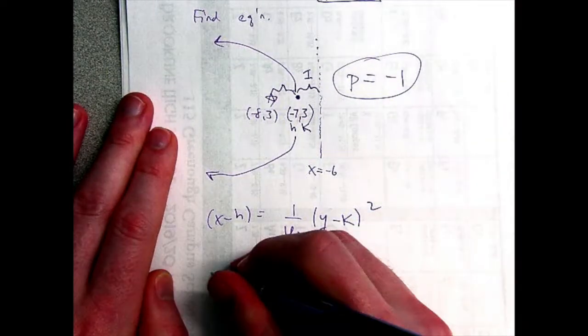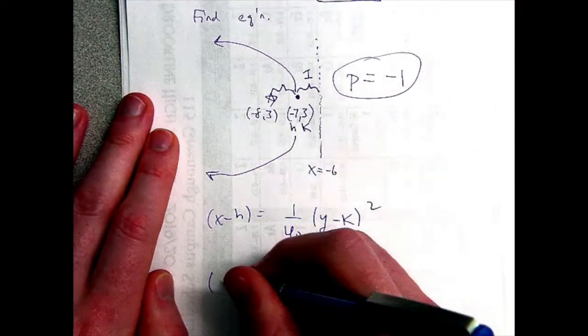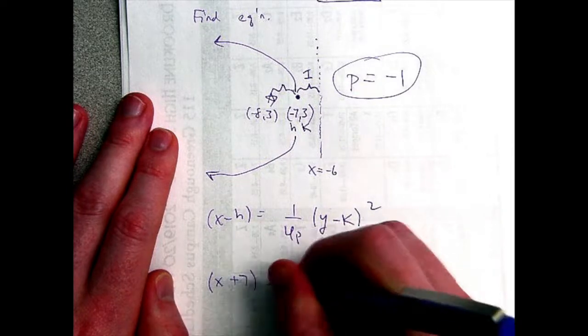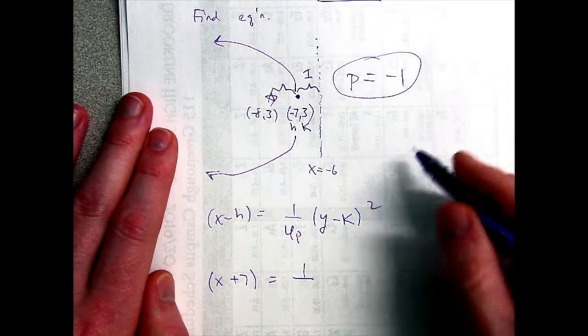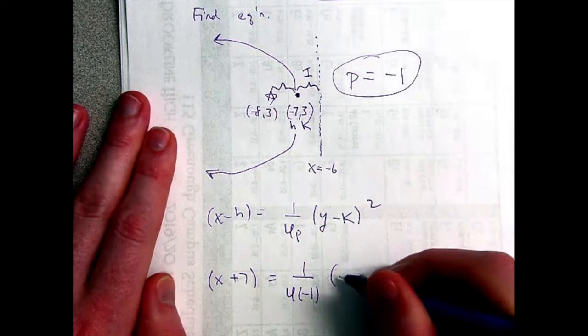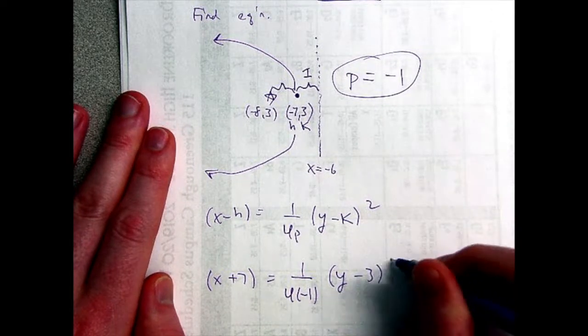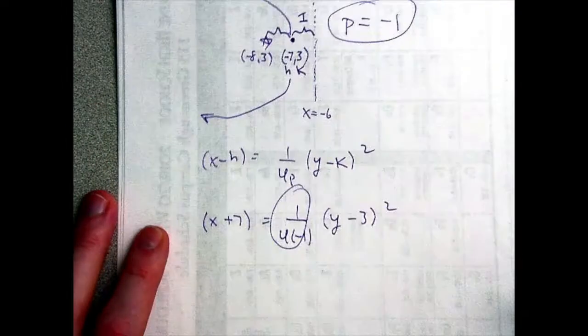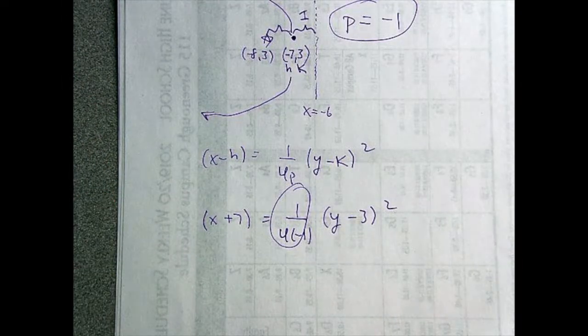Now we just plug everything in. H is -7, so that's going to be x plus 7 is equal to 1 over 4p. P is -1, so 4 times -1. Y minus k, k is 3, so y minus 3, quantity squared. And that's it. I guess you could call that -1/4 and simplify it, but you get the picture.